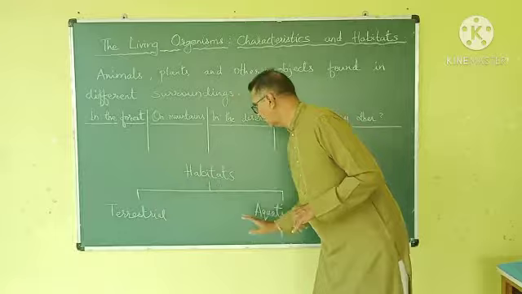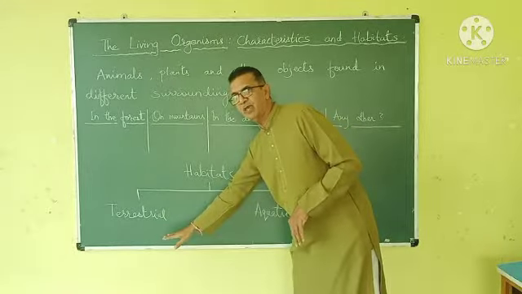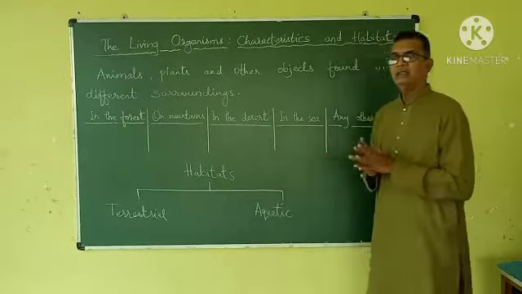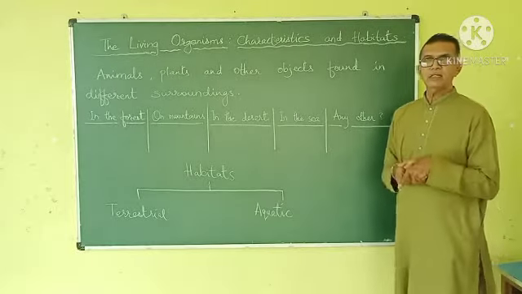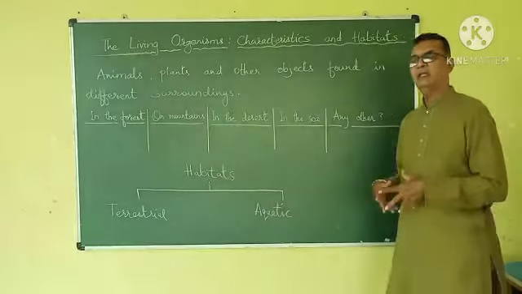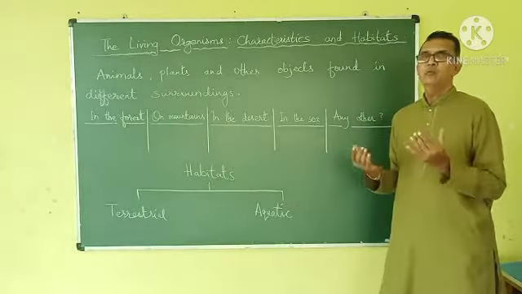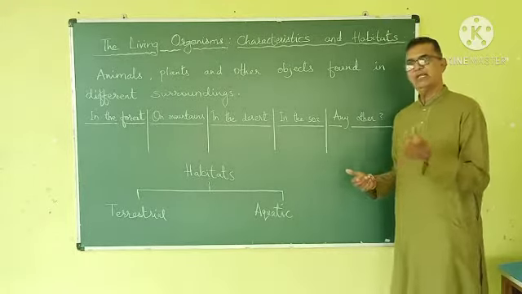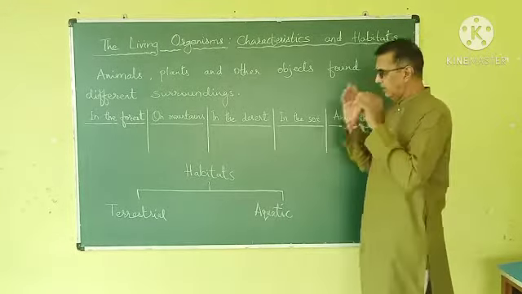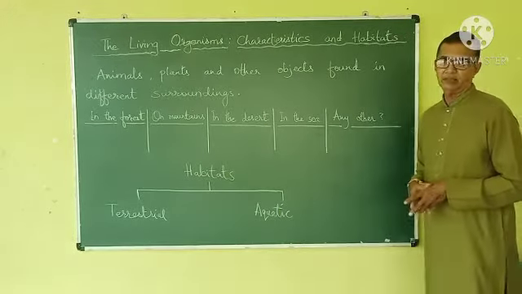there are two types. Organisms that are found in a terrestrial type of habitat are the ones which are connected to the land. And the second type of habitat is the aquatic habitat, that is pertaining to water bodies, sea, ocean, etc. So there are two types of habitats, terrestrial and aquatic.